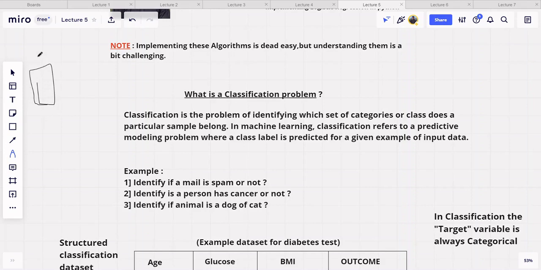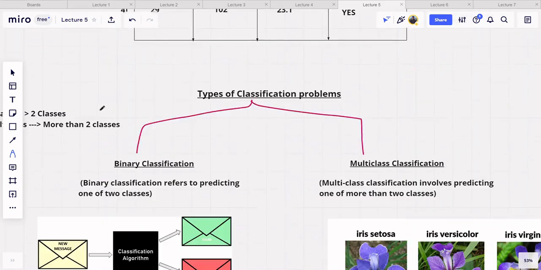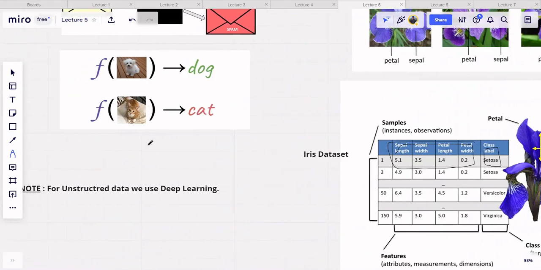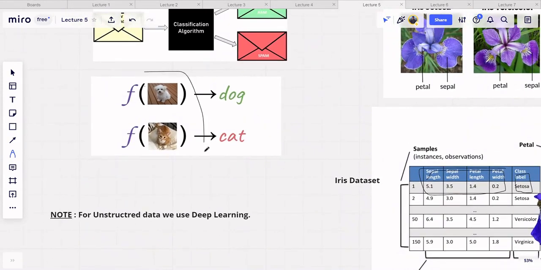Now this object can be anything. This object can also be an image. For example, if we have an image, and let's say we want to classify if the image is of a dog or a cat. Here we are basically assigning a class to a particular image. We are identifying if the image is of a dog or a cat. So this is an example of a classification problem.